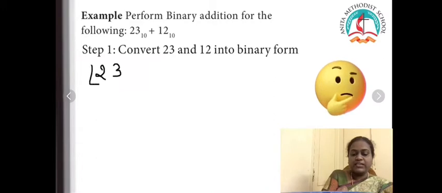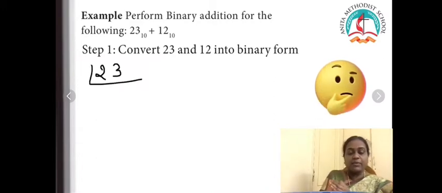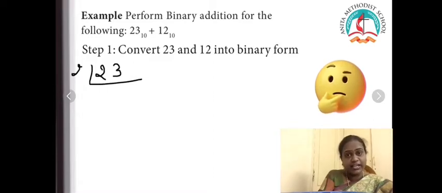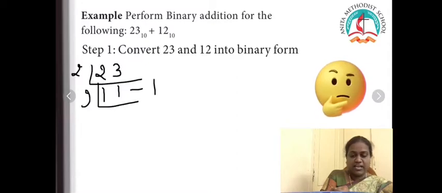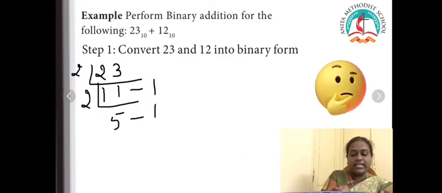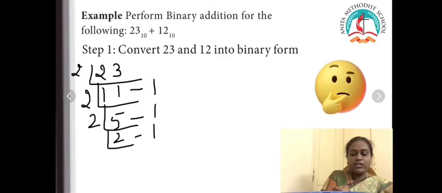So 23, I'm going to convert it into binary form. I will divide it by 2. So this will be 1, then minus 1. Then 2 will go here 5 times, then remainder 1. 2 will go here 2 times, remainder 1. 2 will go here once, remainder 0.